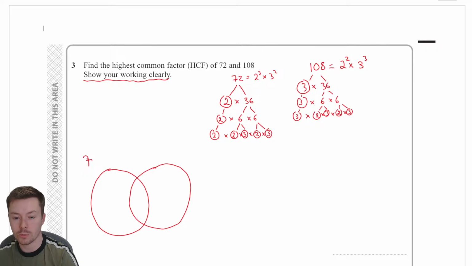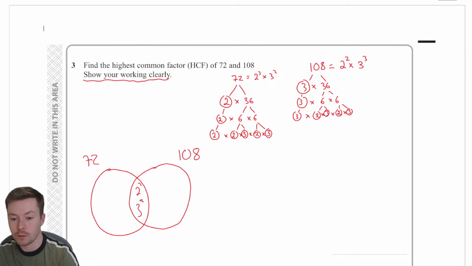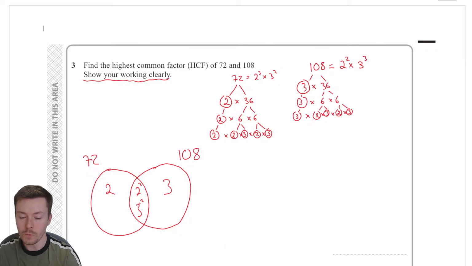I'm going to label this one 72, this 108, and for 72, I've got 2 cubed, 3 squared. 108 is 2 squared, 3 cubed. So in both of them, I've got 2 squared, and in both of them, I've got 3 squared. To make up the 72, I then need another 2, because that's 2 cubed, and for the 108, I need another 3. So that's 3 cubed.